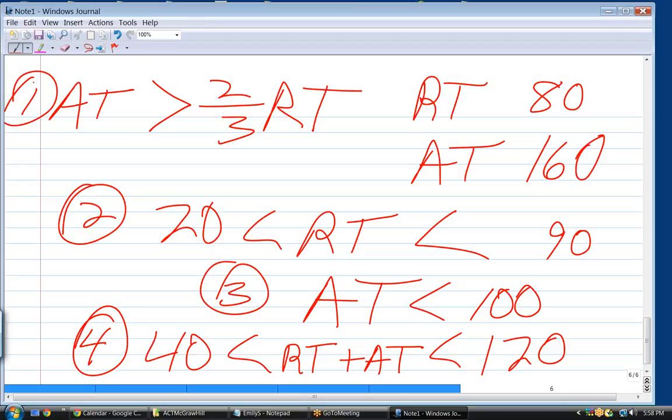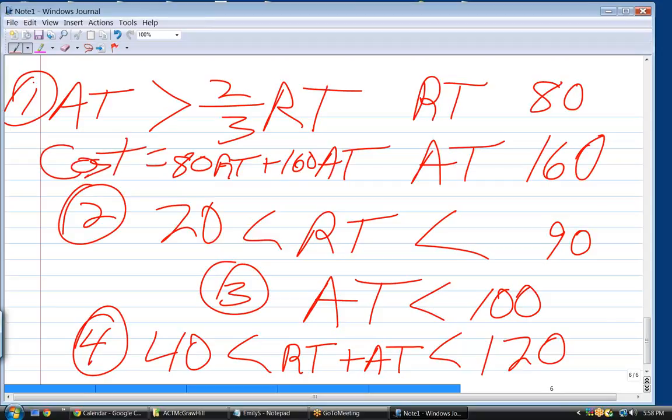Well, again, we are going to graph these. The objective function looks to be 80 times RT plus 160 times AT. That's my cost, right? Yep. So that's the objective function. Now, let's see if we can graph each of these other things.